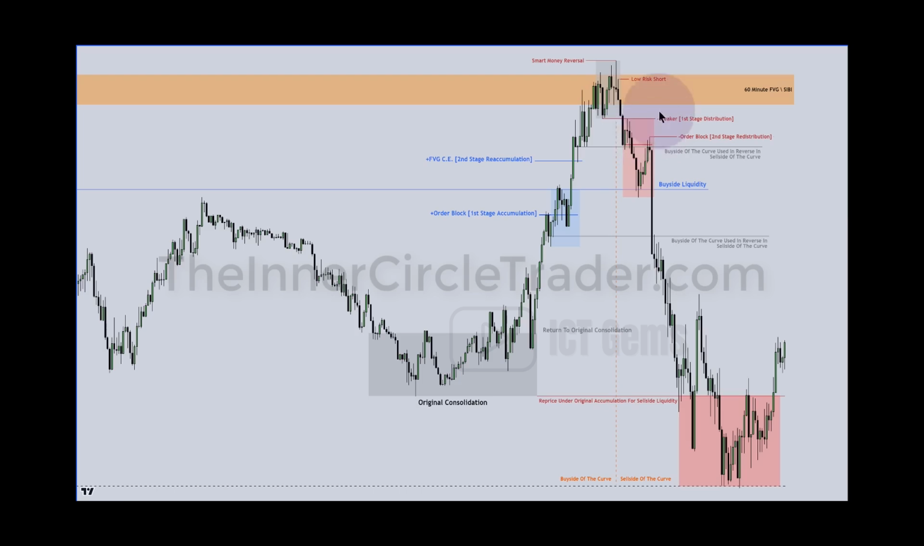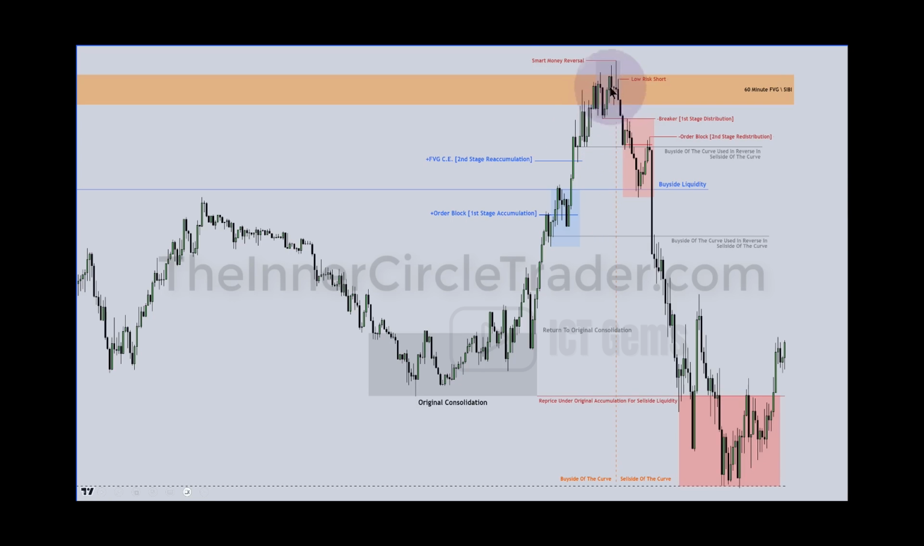If it's not this one and you've classified that as your first stage distribution and you're surprised with a sudden drop, you're going to be dazzled because you're on the wrong side, and it's probably going to scare you to get out of the trade. If you notice here, I've said that the buy side of the curve is used in reverse on the sell side of the curve, meaning what? This down close candle is a bullish order block. So while we were going up, when it drops back down into this, it should be offering what?